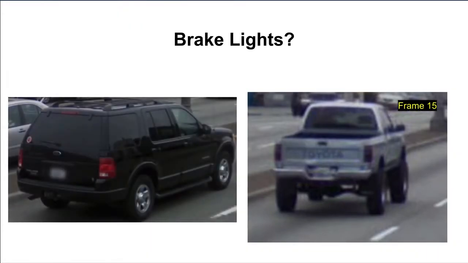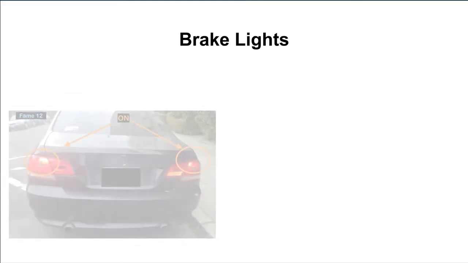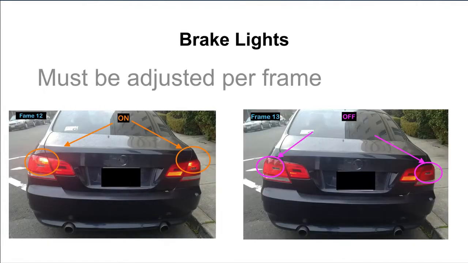And how about when brake lights are not on? This is what they look like when they are not on, when they're off. And this is where they are located. Brake lights in the brake lights attribute in B must be adjusted per frame.